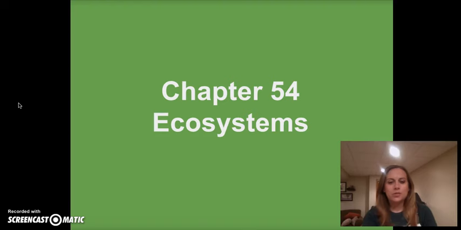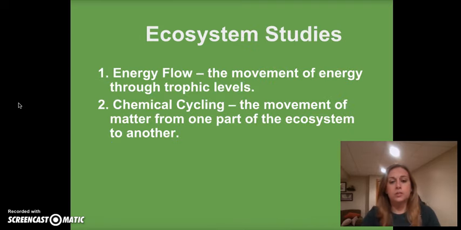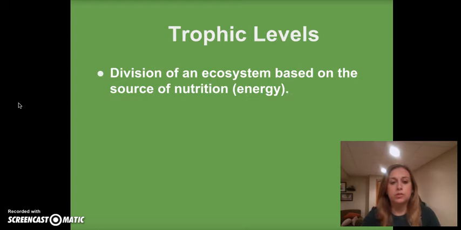Hey guys, we are going to move on, and today we're looking at ecosystems. So an ecosystem is going to be all the organisms and abiotic factors within a community. So now we're not just looking at the living things, but we're also looking at the non-living factors as well. When you look at ecosystems, you tend to look at two general things. You look at energy flow, so how energy moves through the different trophic levels, and then you also look at chemical cycling, so how matter moves from one part of the ecosystem to another.